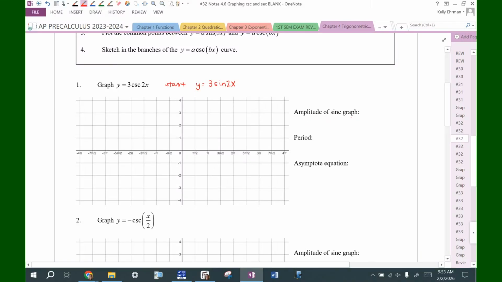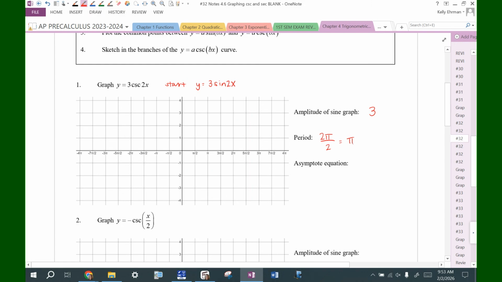The amplitude of the sine graph is 3. We don't say that a cosecant or secant graph has amplitude because there's not a max or min connecting back to the midline. But the amplitude of the sine graph is 3. The period is 2 pi divided by b, which is 2, so that's pi. And I will look at the asymptote equations after I get this graphed.